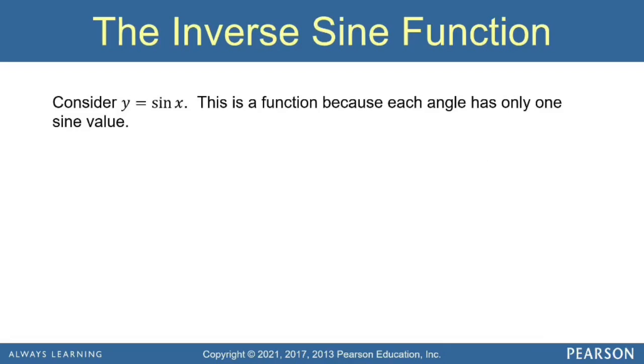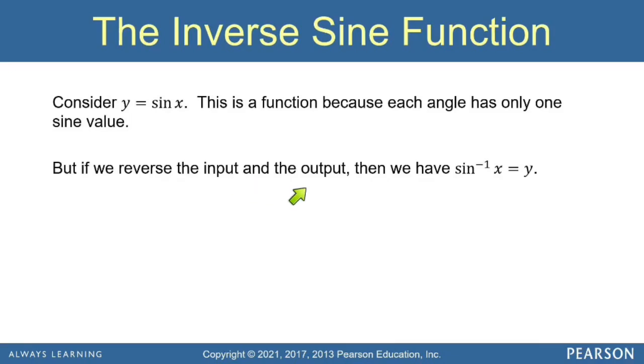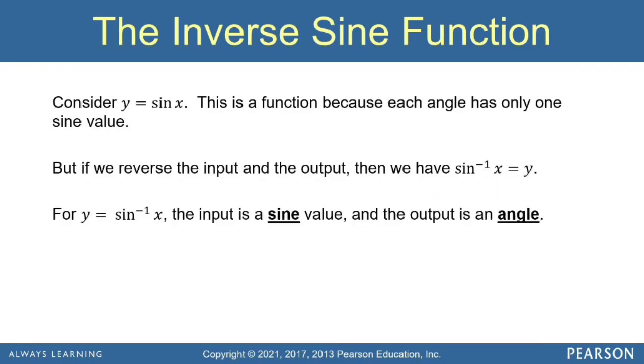Okay, now let's start thinking about inverse circular functions, and we'll start with the inverse sine function. So think about the function that we already know, y equals sine of x. This is a function because every angle only has one sine value. So each angle that we input can only produce one output. But if we reverse the input and the output so that we have an inverse, then we have sine inverse of x equals y. And in this case, the input is a sine value and the output is an angle.